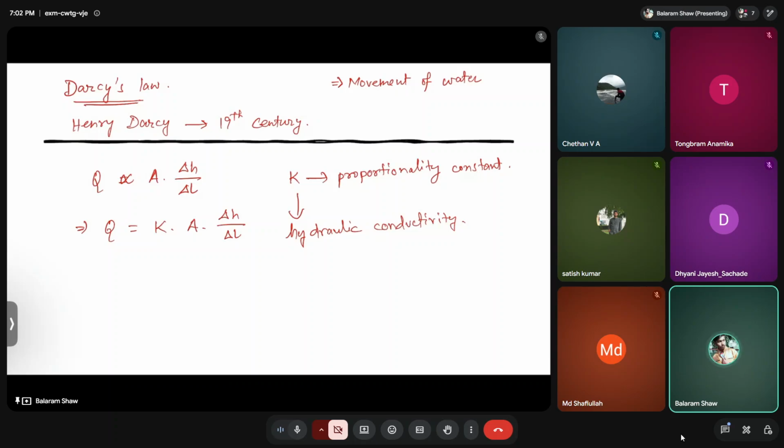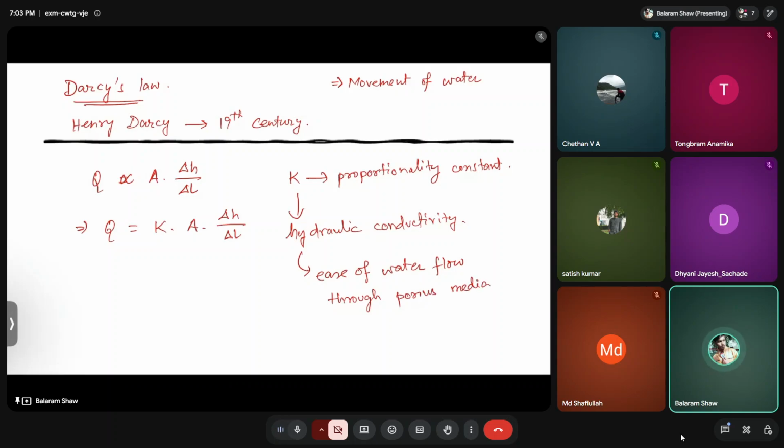Electricity conducts conductivity. You might have studied, right? Yeah, water flows easily. So what is hydraulic conductivity? Hydraulic conductivity will explain how easily the water will flow through the porous media. So it will give you the ease of water flow through porous media.